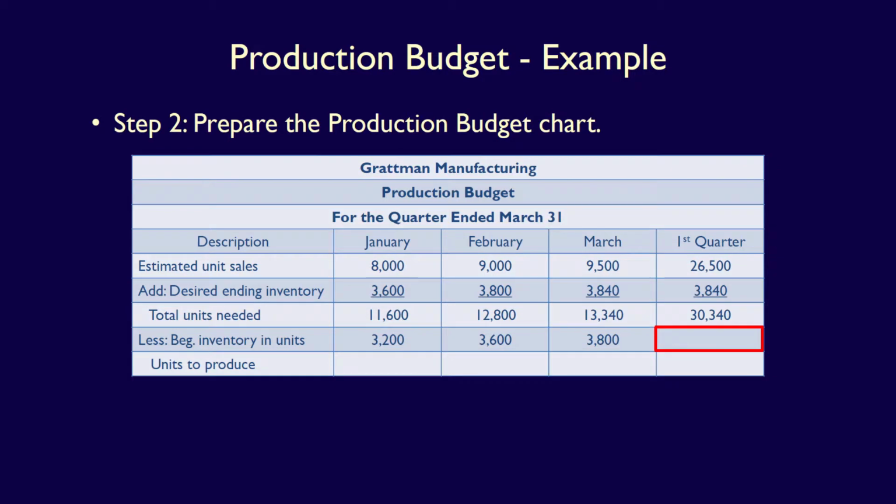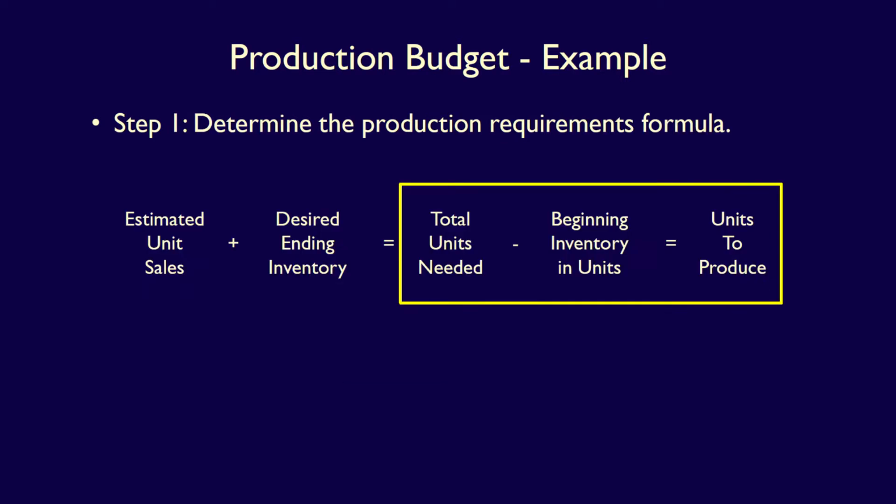What about the first quarter's opening inventory? Recall that the first quarter covers the period from January 1st to March 31st, and that January 1st is the first day of the quarter. Therefore, opening inventory for the quarter is identical to the opening inventory for the month of January. So opening inventory for the first quarter is 3,200 units. We can now complete the formula for calculating units to produce by deducting the beginning inventory in units from the total units needed to determine the units to produce.